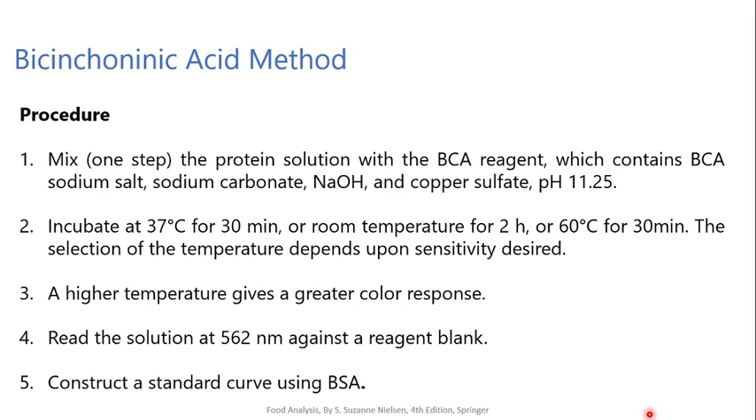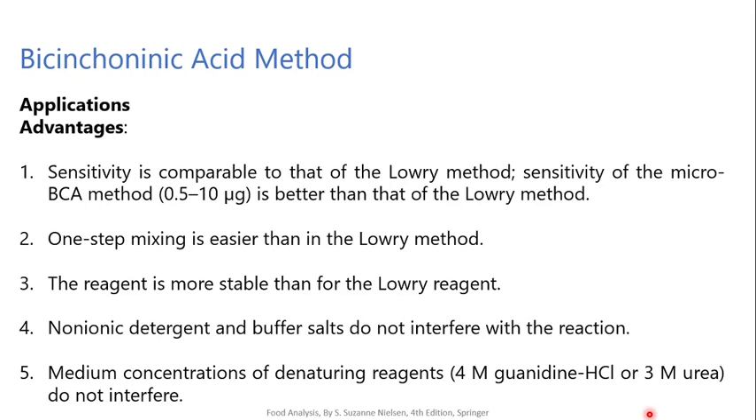Now read the absorbance of the solution at 562 nanometers against the reagent blank. We have to use the reagent blank for the particular estimation. Then construct a standard curve using BSA. As usual, as we have seen in the previous methods, we have to use the bovine serum albumin standard and construct a standard curve, and from that we have to find out the amount of protein present in the sample.